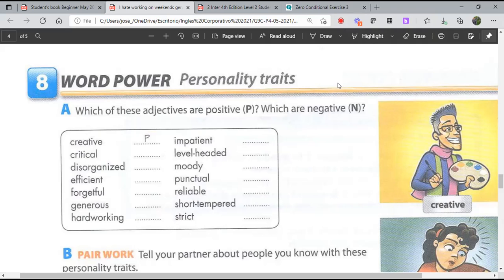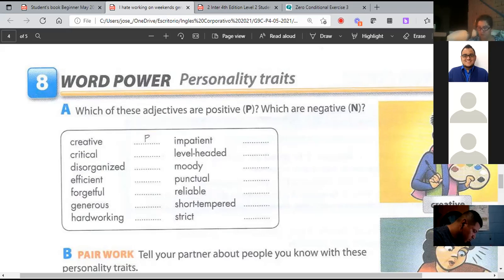Impatient is also negative. Moody and short temper, all right? And the positive ones are creative. I would say critical, because if you're somebody critical, you want to find a solution to problems, okay? But sometimes it could also be negative. I mean, if you're too critical on things, you don't see the positive side, okay? You just look at the wrong side. O sea, ser crítico a veces el extremo es el problema.